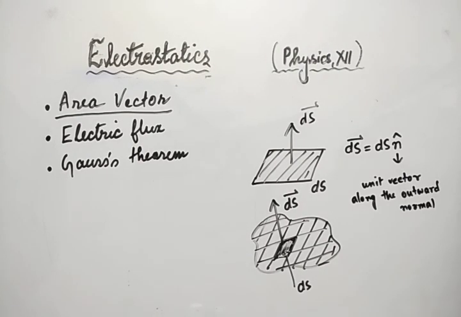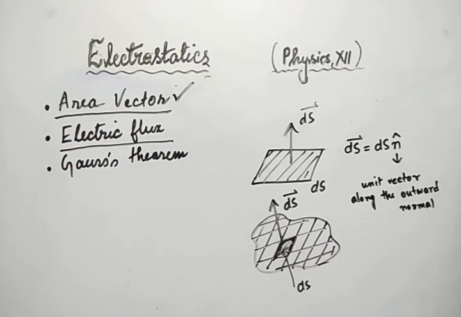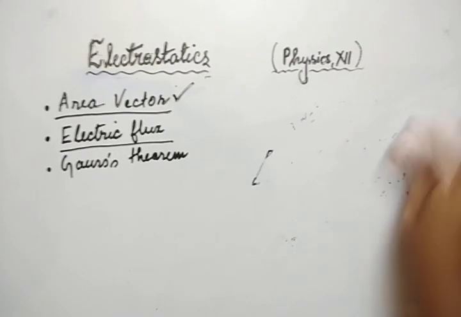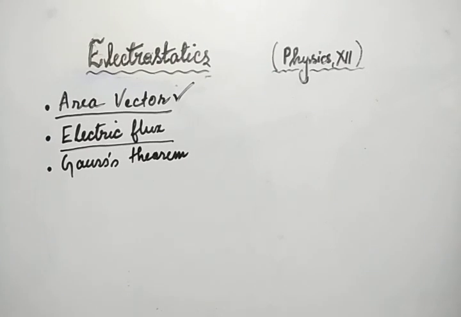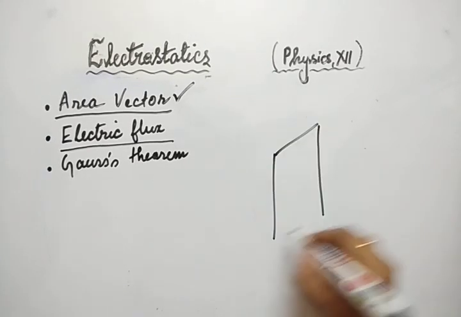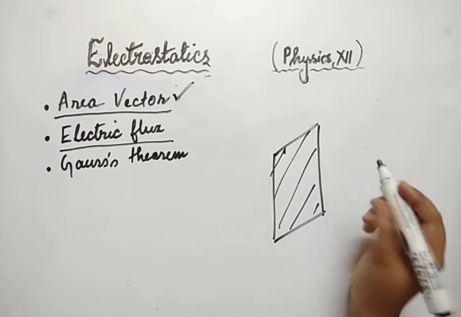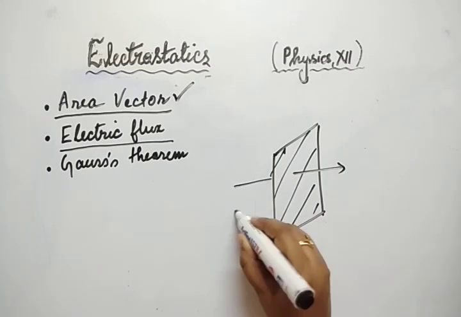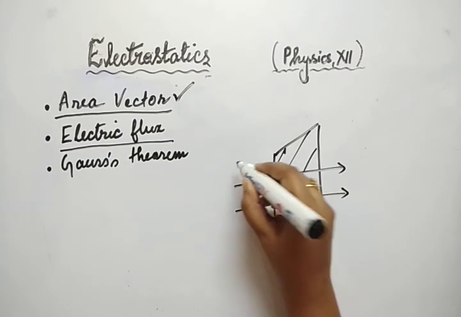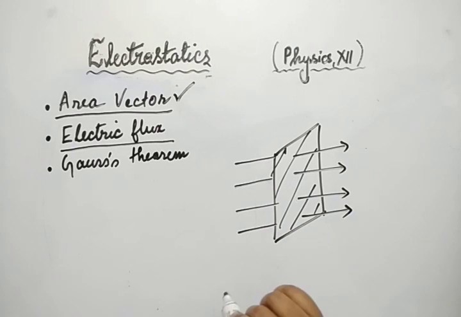Now let us see what is electric flux. Electric flux is the total number of electric lines of force passing through an area normally. Suppose this is your area, a planar area, and electric field lines are passing in this manner through it.